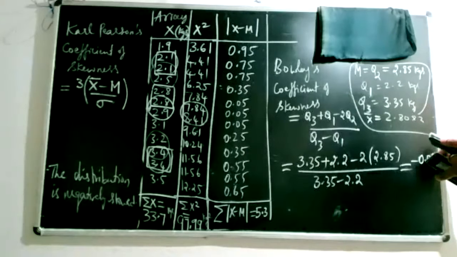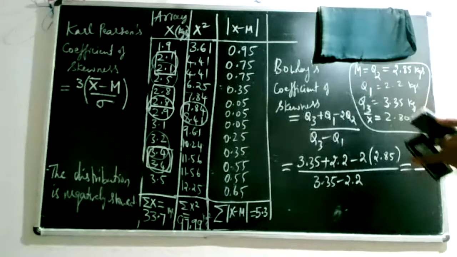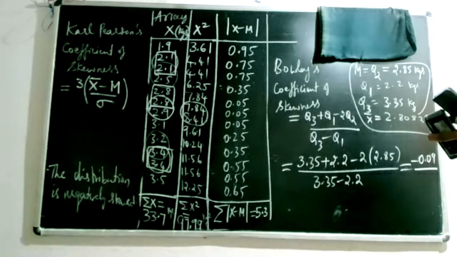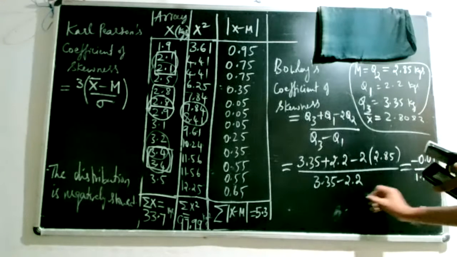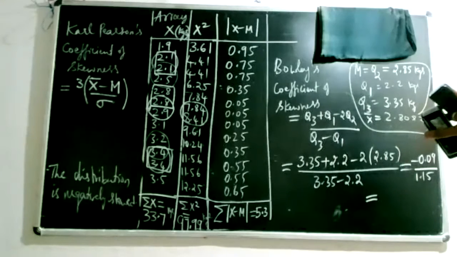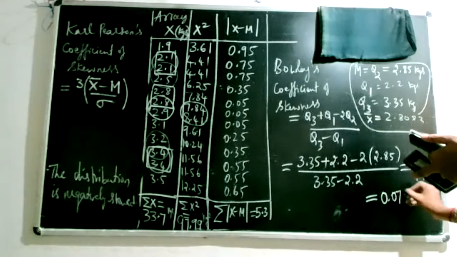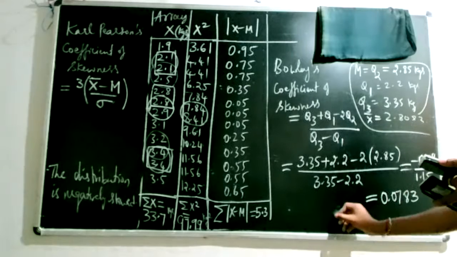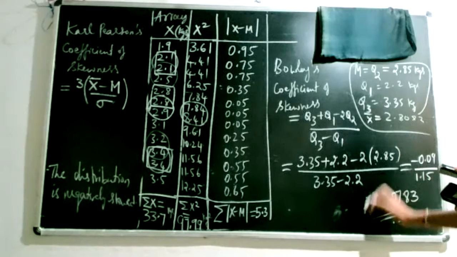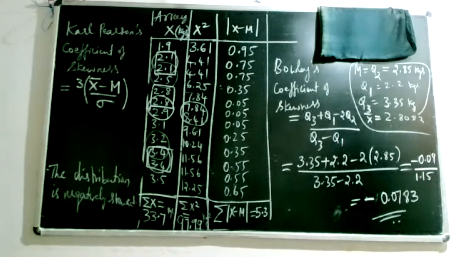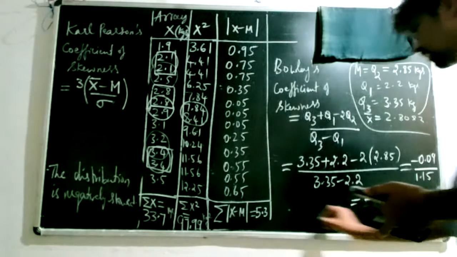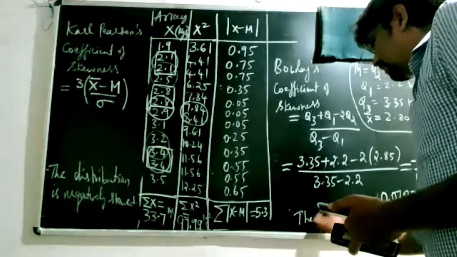negative 0.09 divided by 3.35 minus 2.2 is 1.1. That gives 0.078. So this is the Bowley's coefficient of skewness, of course with negative sign. Therefore, say the distribution is negatively skewed.